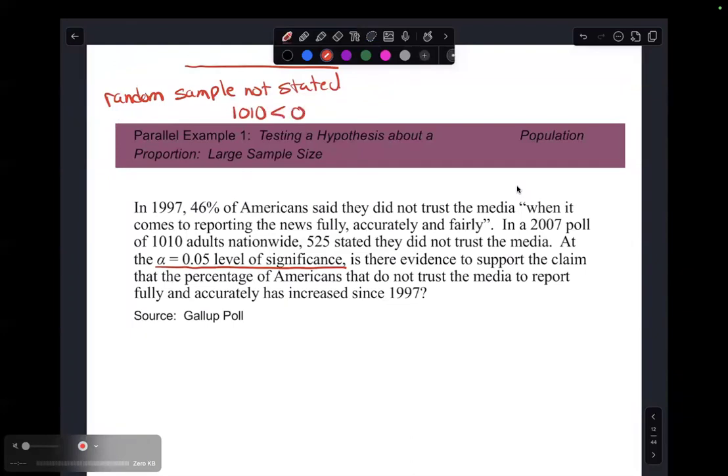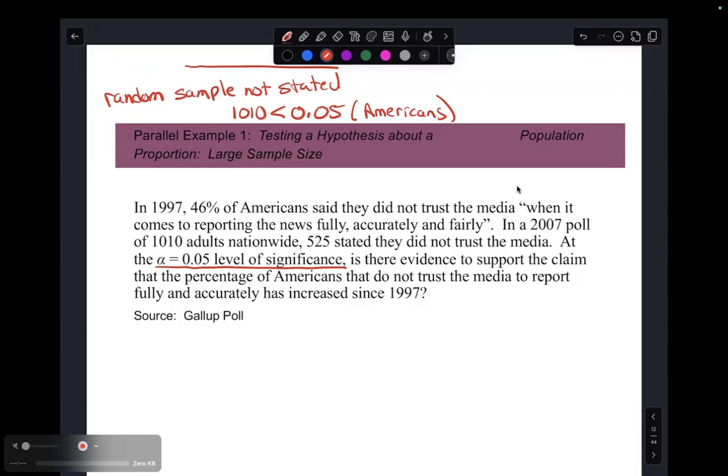The next thing I'm going to say is that 1010 is less than 5% of Americans. So I tested the 5% rule. Now, I don't care how you write it. If you just said 1,010 is less than 5% of Americans, if you wrote it in words, or you can just say our sample is less than 5% of the population, I'm fine with that. However you want to write it.